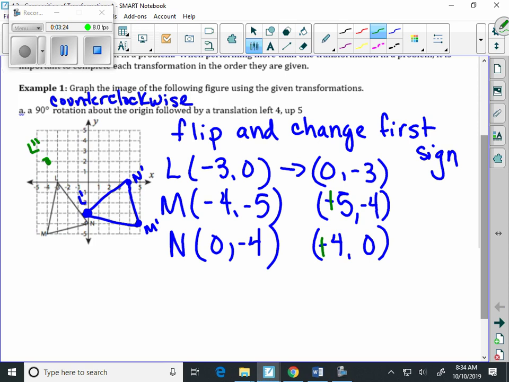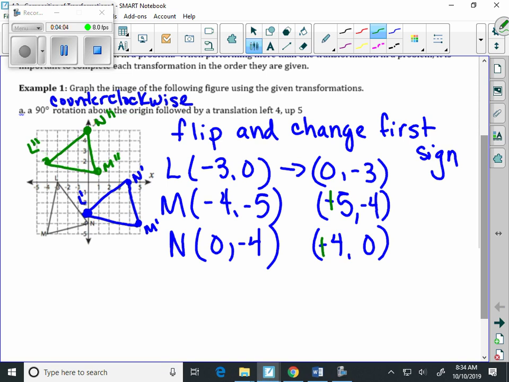From M, counting left 4, 1, 2, 3, 4, up 5. Sorry, I went the wrong way. Left 4, up 1, 2, 3, 4, 5. And there's our new M. And then our N. Left 4, 1, 2, 3, 4. Up 1, 2, 3, 4, 5. There's our new N. And there's our final result.